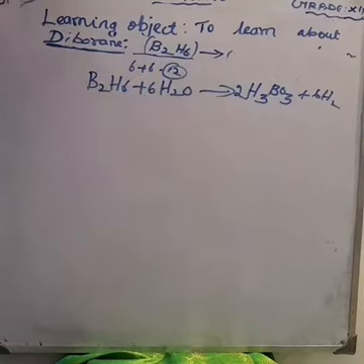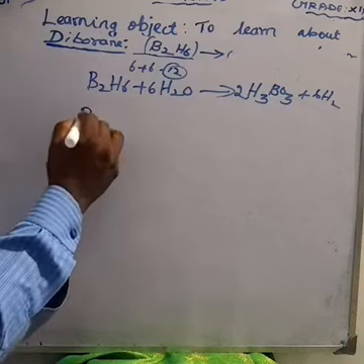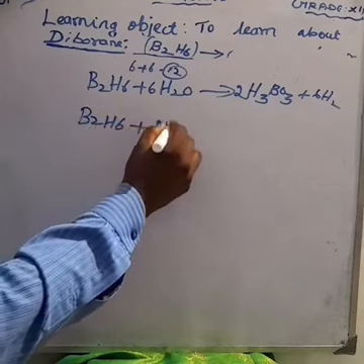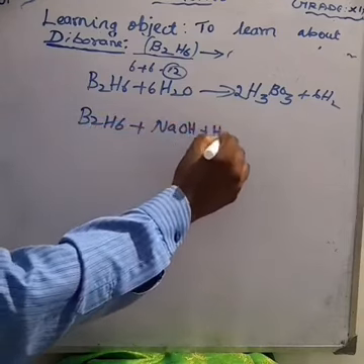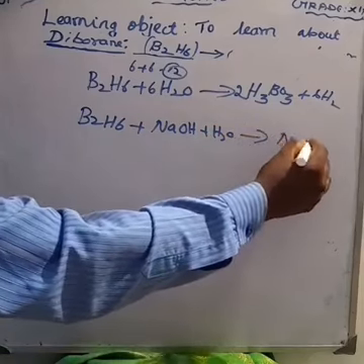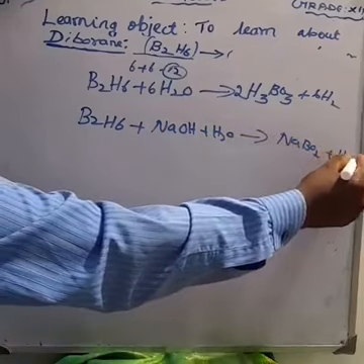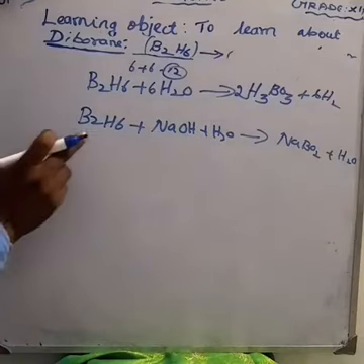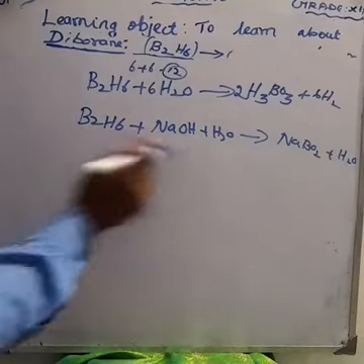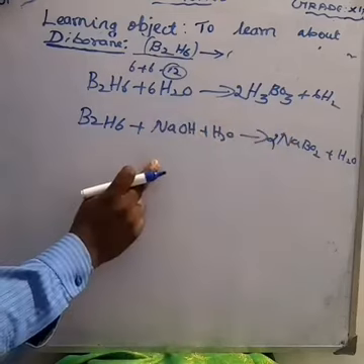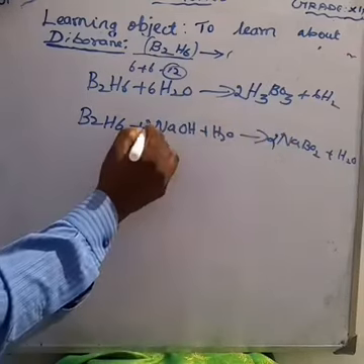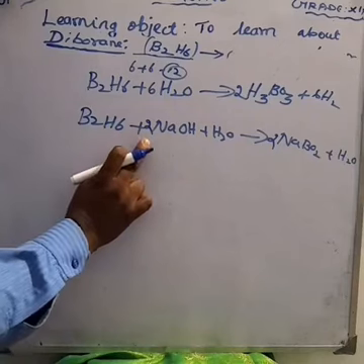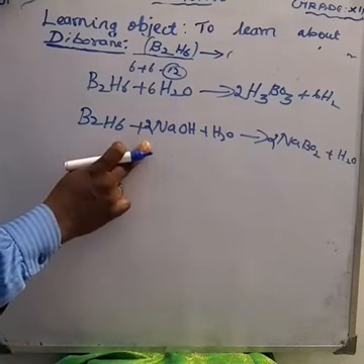Next, diborane reacts with sodium hydroxide solution, that is NaOH, that we are calling alkali solution. With water, we get sodium metaborate, NaBO2 plus H2. Am I right? How can we balance the equation? The reactant side boron has 2, and the product side also make it 2. Now the product side, how much sodium is there? 2 sodium. Then make it reactant side also 2. 2 sodium is balanced.